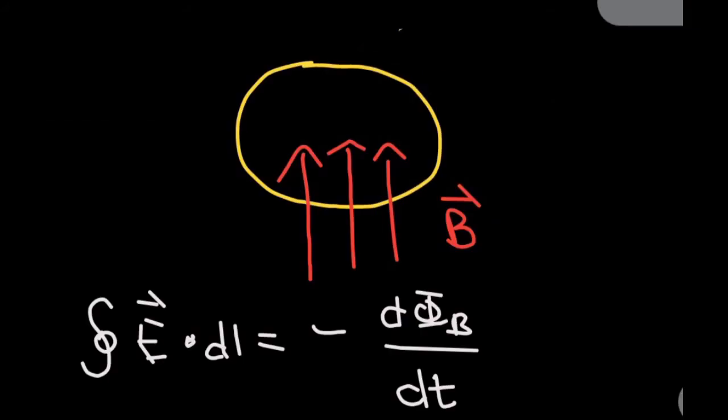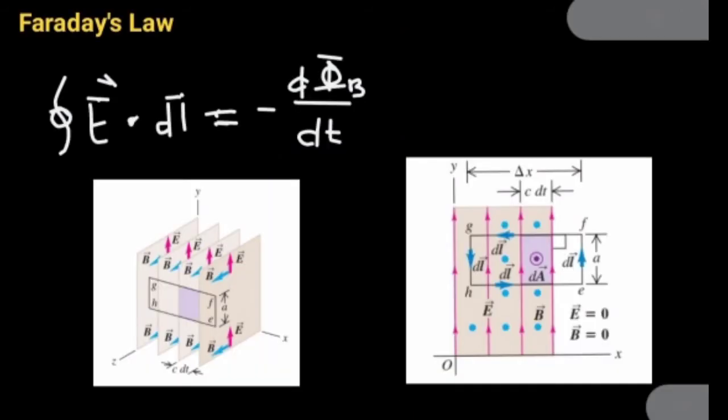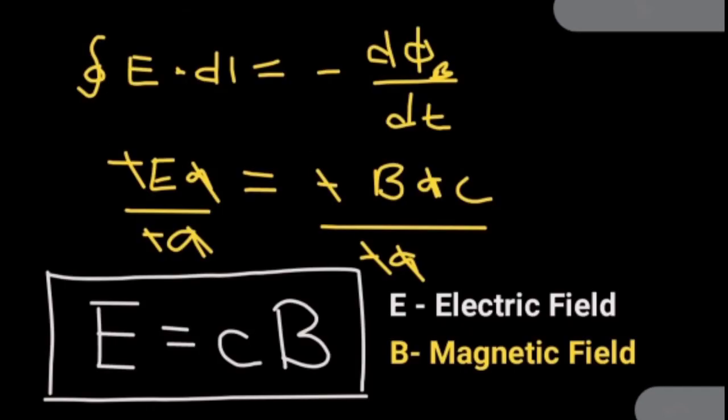Faraday's law of induction describes how change in magnetic flux induces electric field, which in turn, if we relate this equation to electromagnetic waves, we then have electric field is equal to C times the magnetic field, which is the electromagnetic wave in vacuum in relation to Faraday's law.